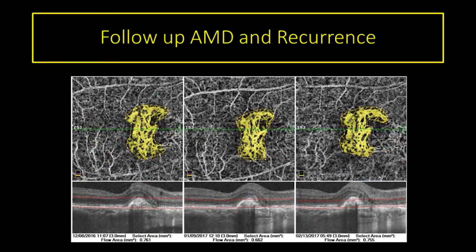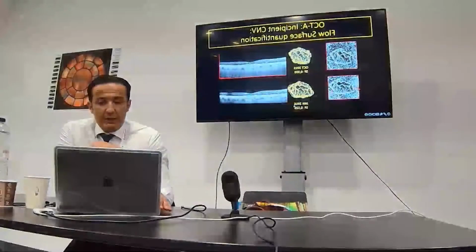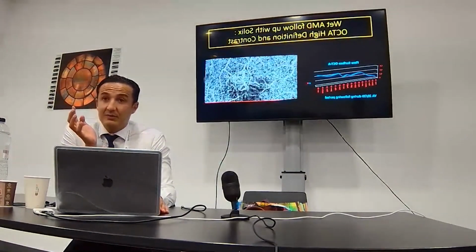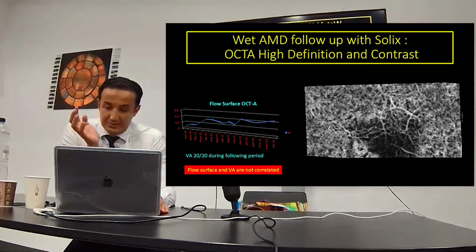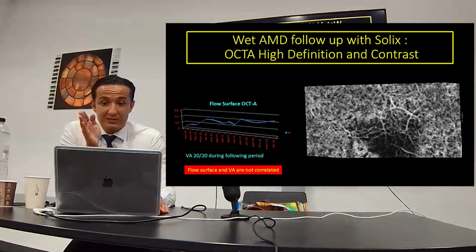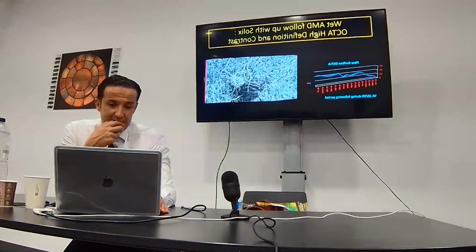And here is incipient CNV. You observe changes of flow surface due to thickening of the anastomosis arcade before the first sign of exudation. And look, with this nice resolution and nice signal, you can follow the patient during 2 years, and this patient keeps the same visual acuity of 20/20, but we observe that the flow surface is not correlated with the visual acuity. And you observe maturation of the vessels.